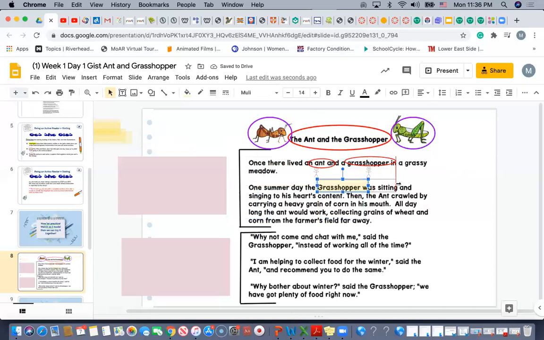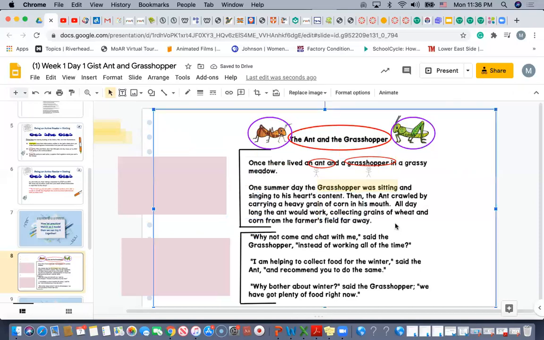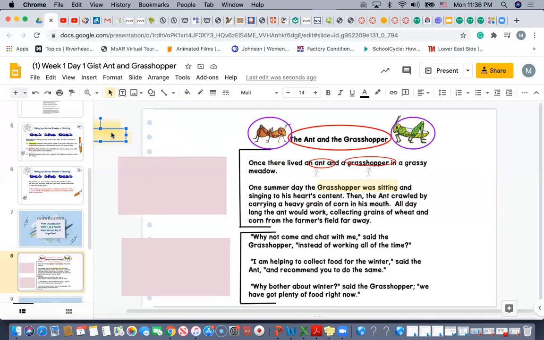That kind of shows me a little bit about the grasshopper. I also notice that my ant was working all day long. So I'm going to highlight that the ant would work collecting grains, because this kind of shows me a little bit about the ant and the ant's personality. Also notice that there's these brackets here. These brackets are going to help to guide me of when I need to stop and gist.